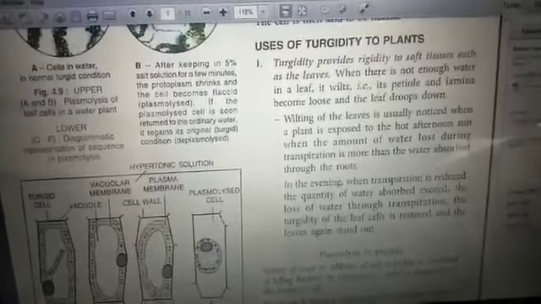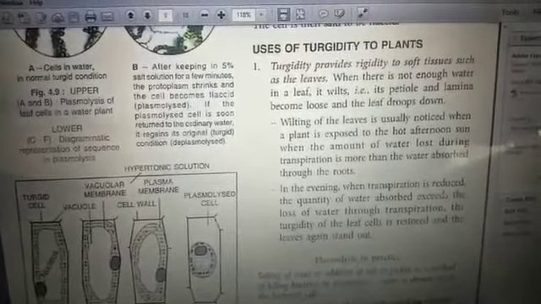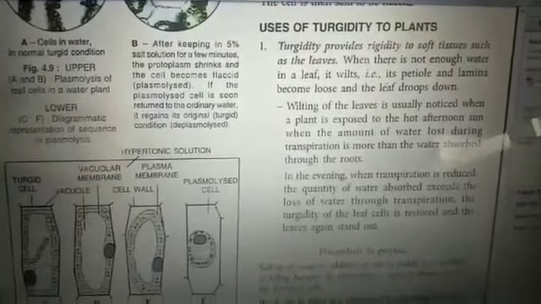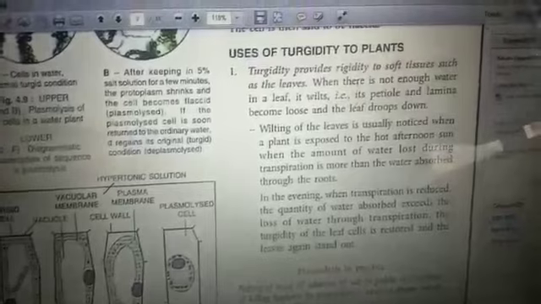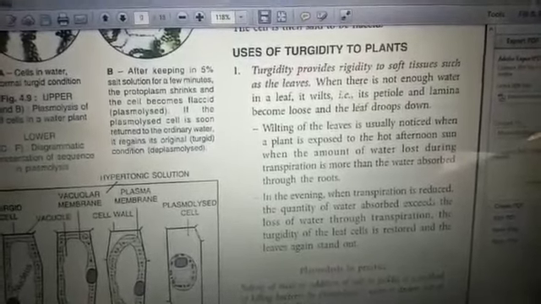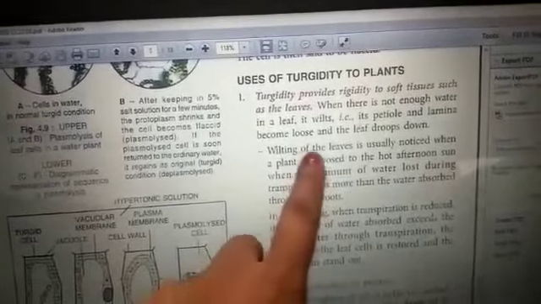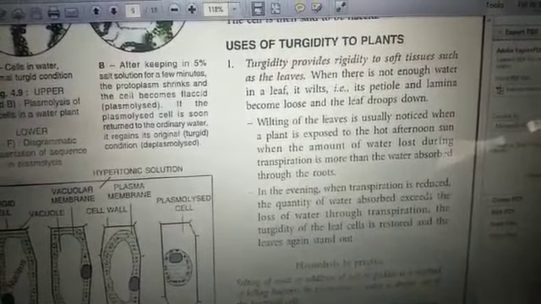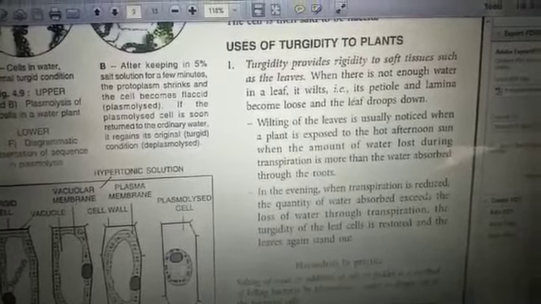The last time we saw turgidity and plasmolysis. Now we'll see the uses of turgidity. Turgidity provides rigidity to soft tissues such as the leaves. What happens? When the leaf is full of water, it opens up.